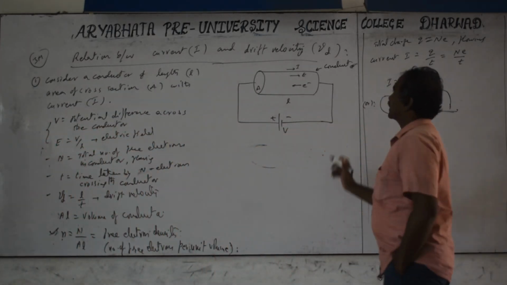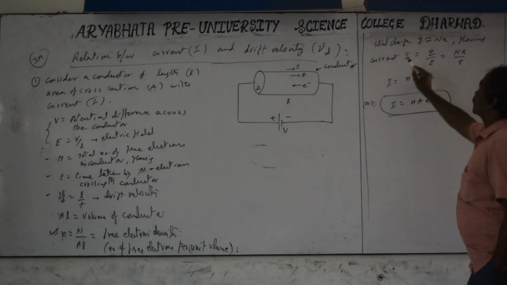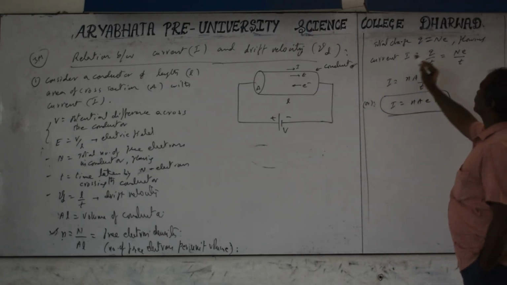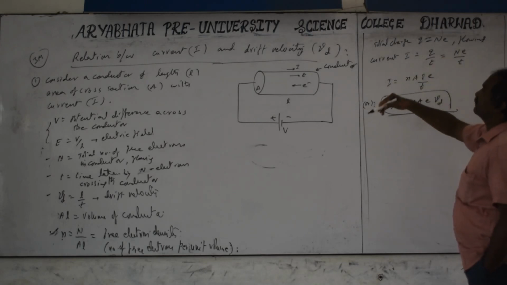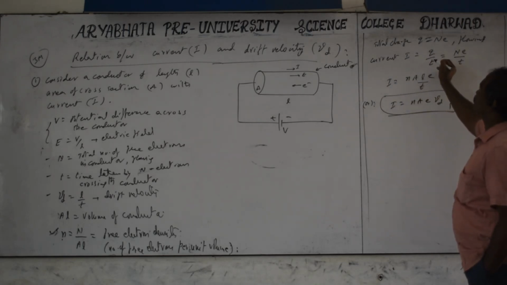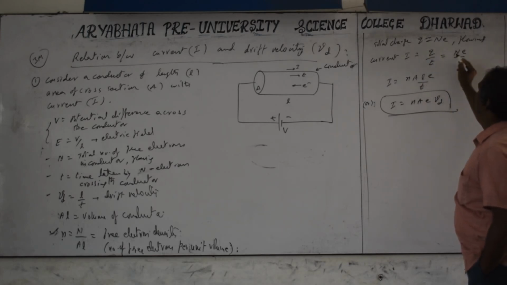Then when current is passing, the total charge passing through the conductor is nothing but N times e, flowing in time t only, as we mentioned. Current I is nothing but charge by time, the basic relation for current, I equals Q by t. Q is nothing but the number of electrons times e.